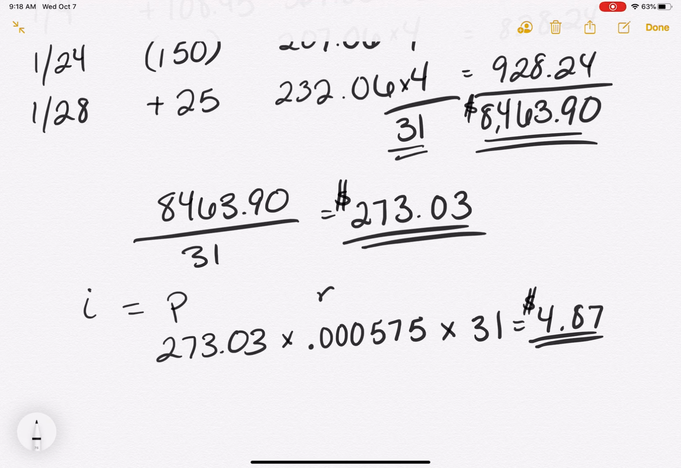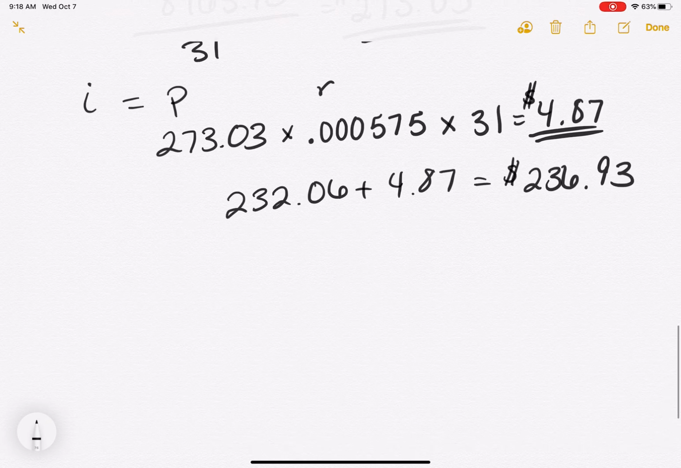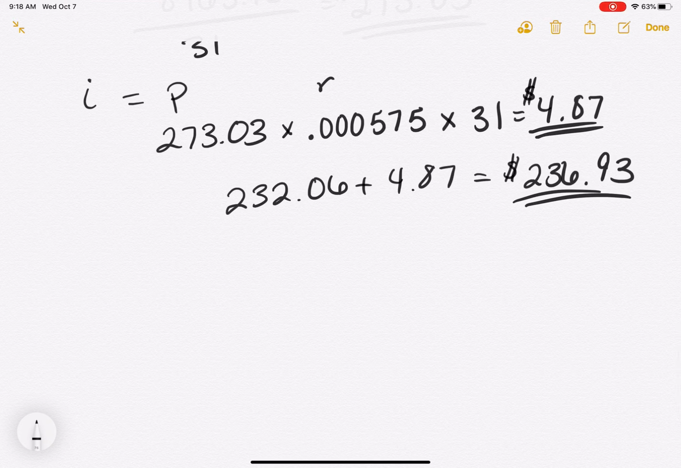We're not done yet. You have to go back up and add it. 232.06 plus the finance charge of 4.87. My goodness, I know. And that was including purchases. Let's just do that.